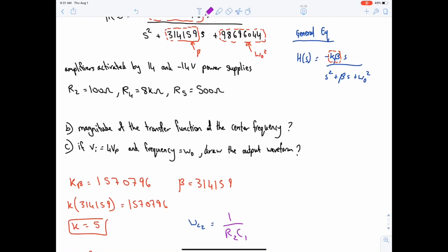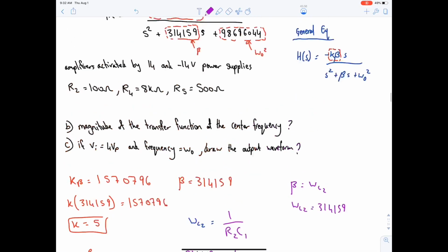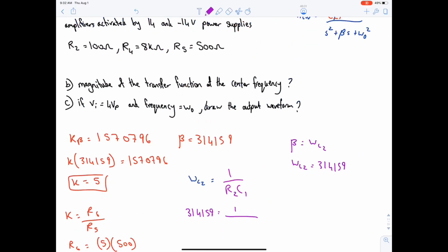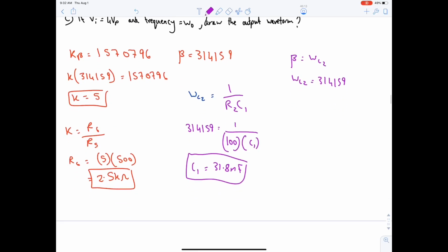Now we know from the lectures that beta in active bandpass is equal to omega C2. And beta we already know it's 314159. So omega C2 is known: 314159 equals 1 over R2 C1. Do we have R2? Yes, it's 100. And C1 is unknown, so you will end up with C1 equal to 31.8 nanofarad. We're done now with C1.